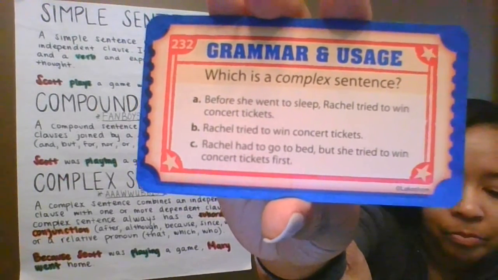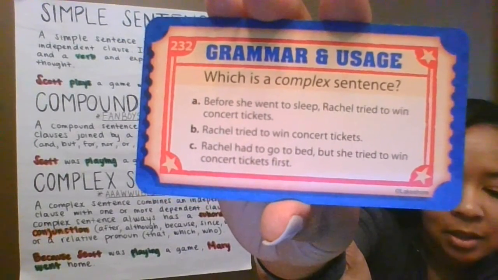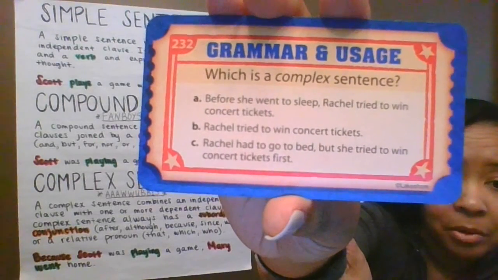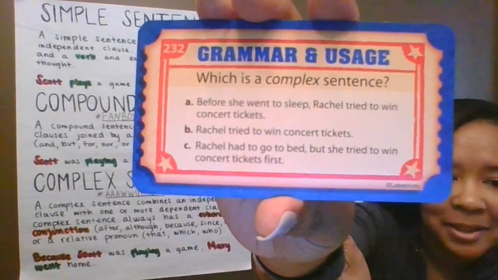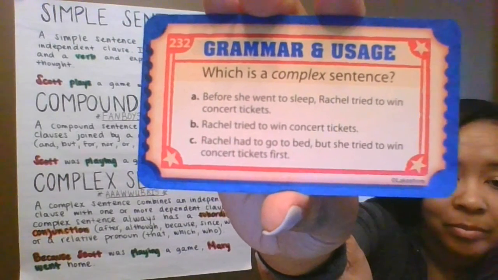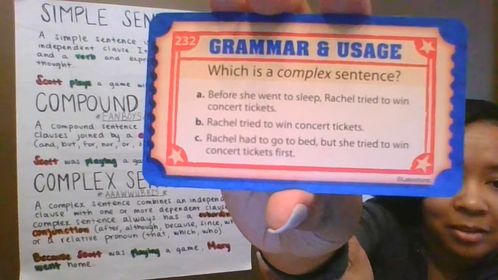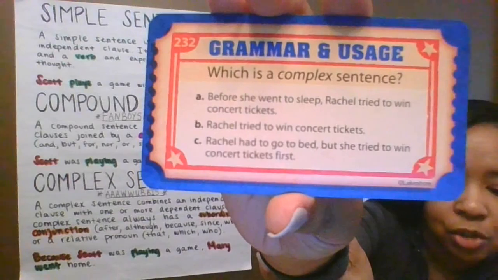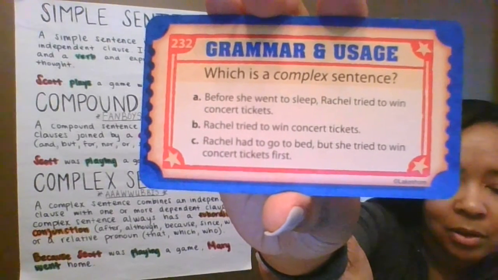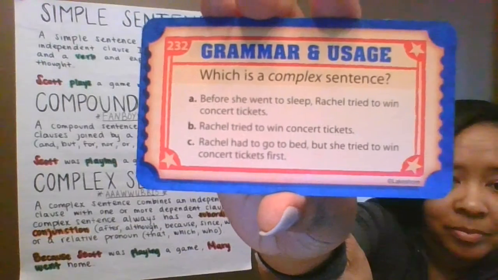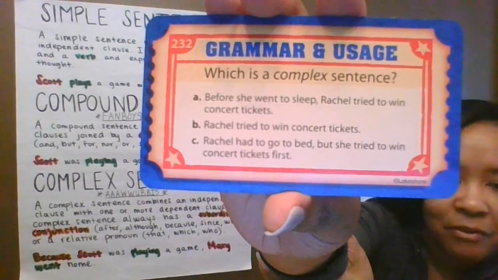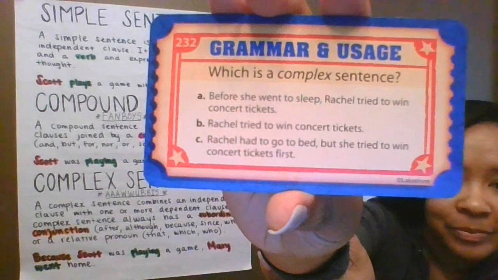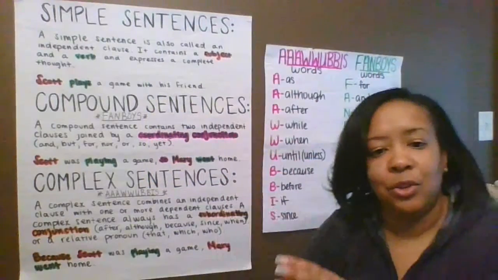So let's look at B. Rachel tried to win concert tickets. What type of sentence is that? Is it a complex, compound, or simple? It's simple. Very good. It has one subject, one predicate, and it's a complete thought. Let's look at C. Rachel had to go to bed, but she tried to win concert tickets first. What type of sentence is that? It's a compound sentence. Very good. What is the conjunction that connects those two sentences? But. You're doing very good.